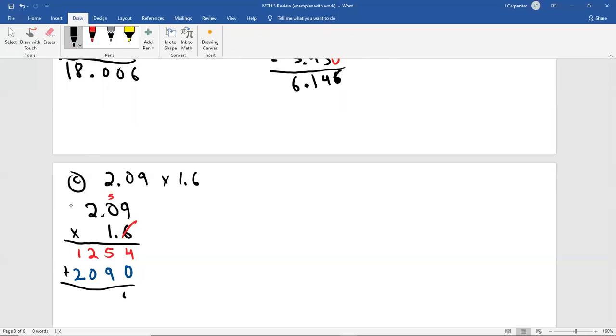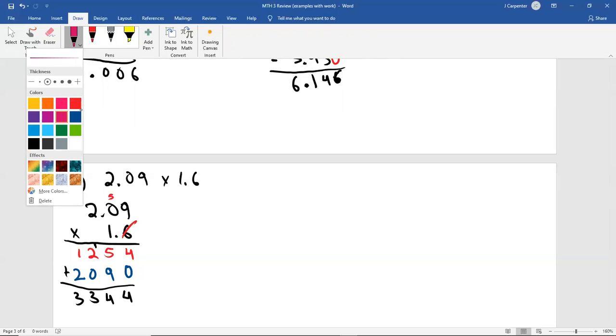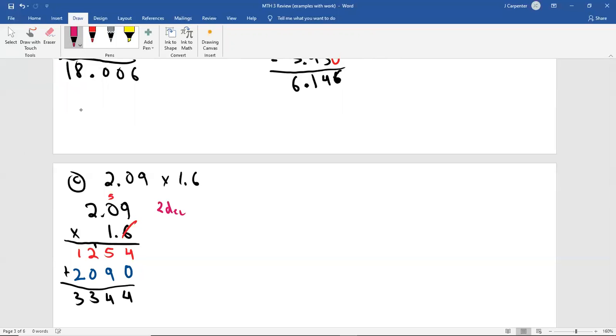That from right to left would be 4. 5 plus 9 is 14. Carry the 1. 1 plus 2 plus 0 is 3. 1 plus 2 is 3. Then for the decimals, we have 2 decimals in the top number, 1 decimal in the bottom number, meaning there should be 3 in the answer. So it's 3.344.